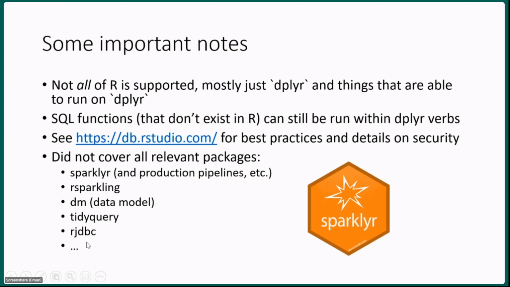rJDBC is, rather than using ODBC connections, you can use JDBC connections and still use this whole dbplyr interface. Most of the examples are set up through ODBC, but just to note that rJDBC also works. And there's a lot of other packages that people have built that build off of these things. These are just some of the big ones that I didn't cover.